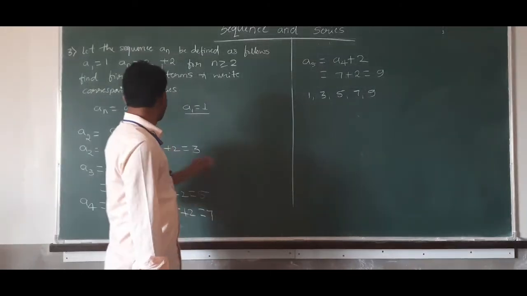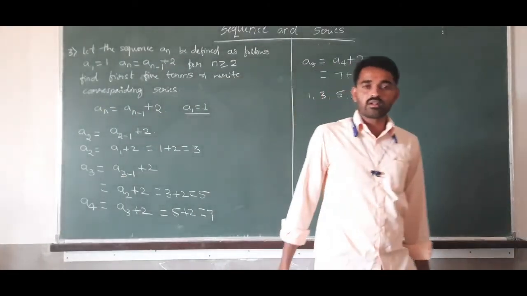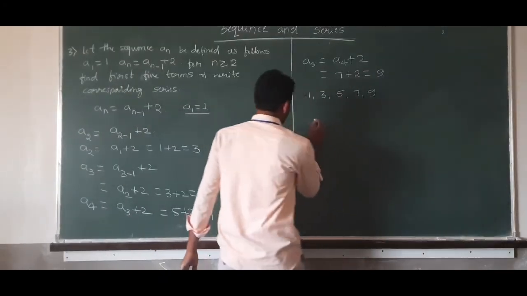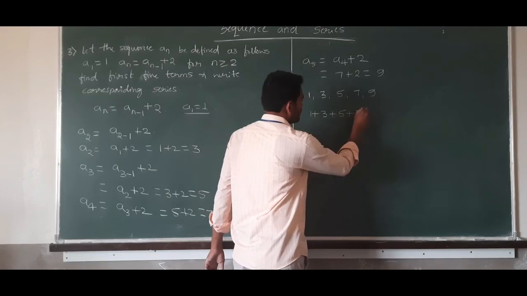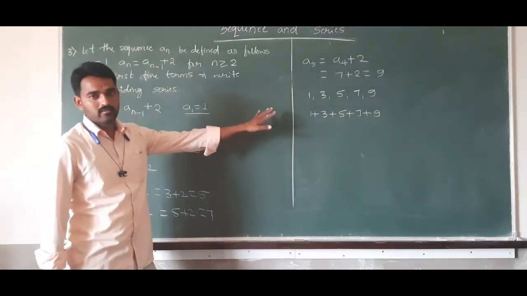Then we have to find the corresponding series. The corresponding series means the sum of all the terms of the sequence. So it is equal to 1 plus 3 plus 5 plus 7 plus 9, which is the required series.